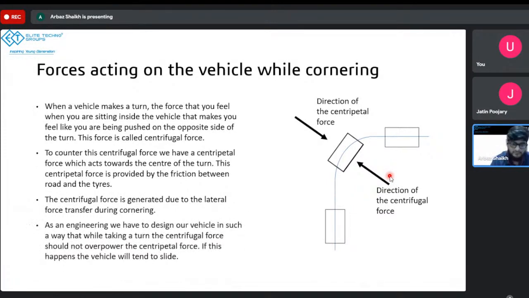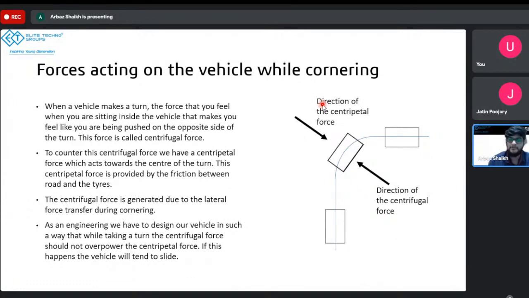Now, as engineers, we have to design a vehicle in such a way that while taking a turn, centrifugal force should never be more than centripetal force. If this happens, the vehicle will tend to slide. So yesterday someone asked a question, how to drift. This is how you drift. You increase the centrifugal force and make it more than the centripetal force. Your vehicle will drift towards the side. So that's what it means.